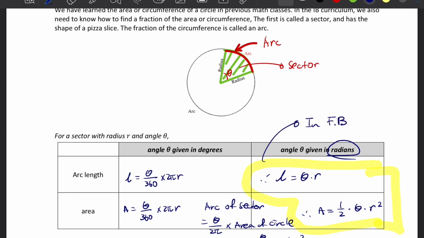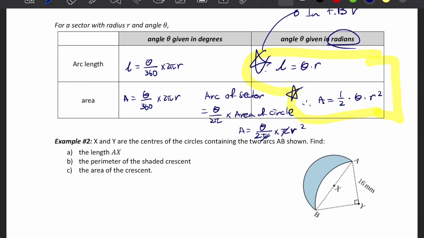So you don't have to memorize them. However, you also have to know that when you use these two formulas, the angle theta given is in radians. Okay, so let's do an example.